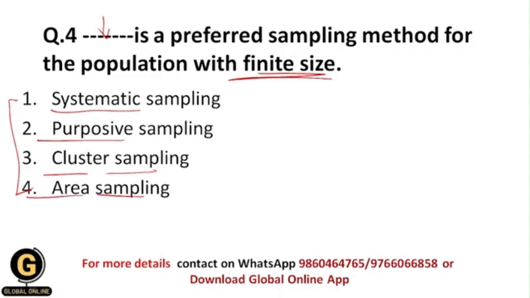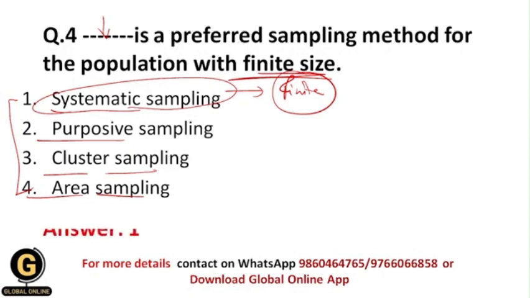So as I have told you earlier in this video, in the systematic sampling technique we know the size of the population, that means the size of the population is finite over here, and that's why we are able to make the intervals of the whole population like 1 to 10, 10 to 20. And that's why whenever the population size is finite, our preferred sampling method is systematic sampling, which is a random sampling technique.